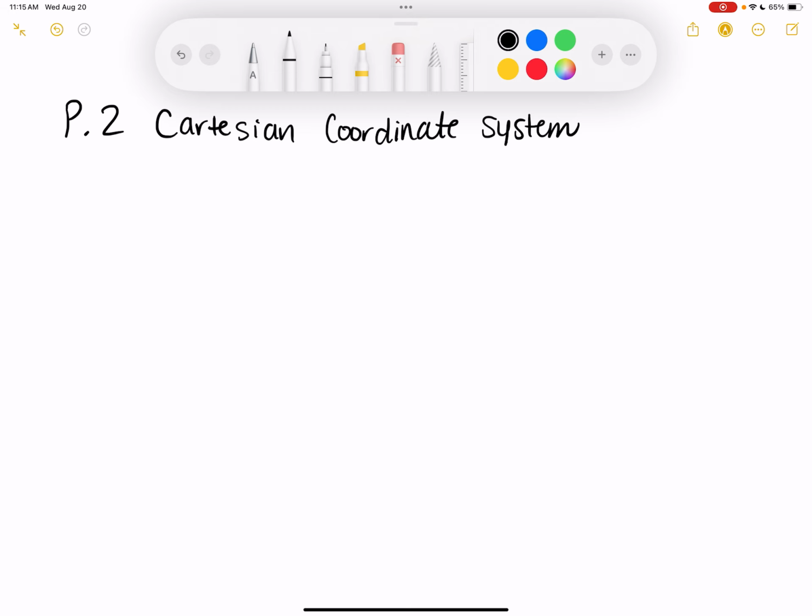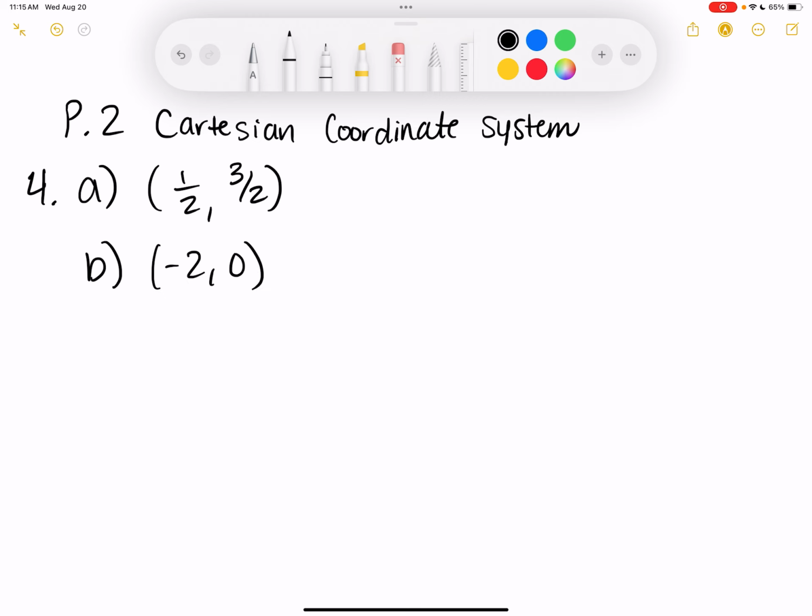Okay. First one, name the quadrant containing the point. So this is just like what part of the quadrant it's in, or if it's on an axis, then we're going to state what that is. So I'm going to go ahead and write all 4 points, and then we'll just say what they all are. So the first one is 1/2 and 3/2. Then -2, 0. -1, -2. And 3/2, -7/3.